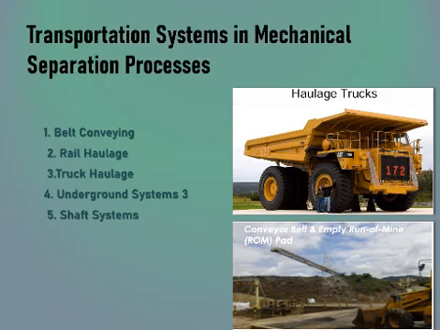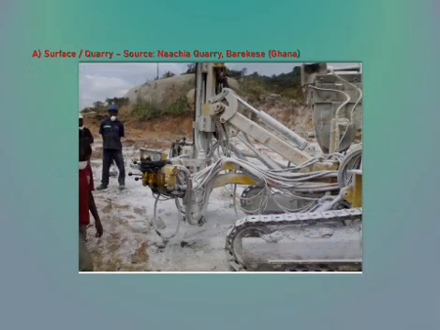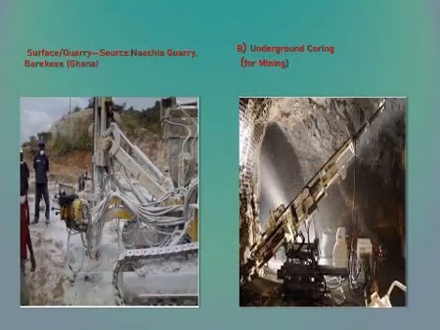Transportation systems in mechanical separation processes. We have the belt conveying, rail haulage, track haulage, underground systems, and shaft systems. As indicated, we have some types of drills in Ghana, and over here we have images of these types of drills.